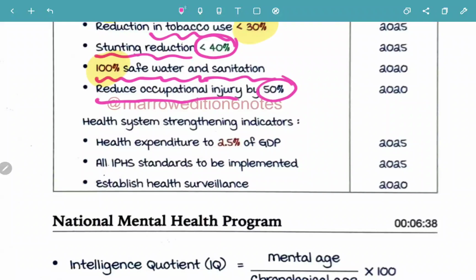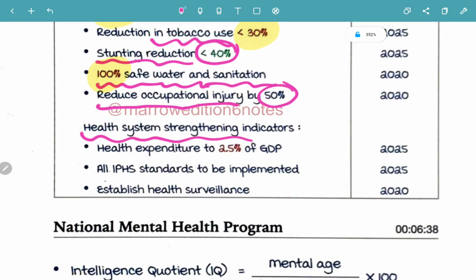Health system strengthening indicators. So what are the health system strengthening indicators? First is your health expenditure. Health expenditure must be at least up to 2.5% of GDP. All standards to be implemented. And establish health surveillance. So establishing health surveillance is another important target under national health policy.